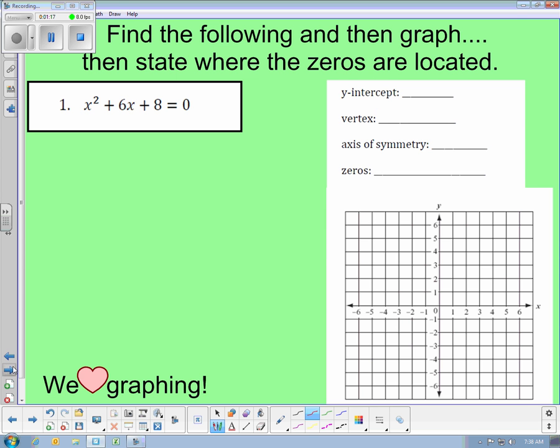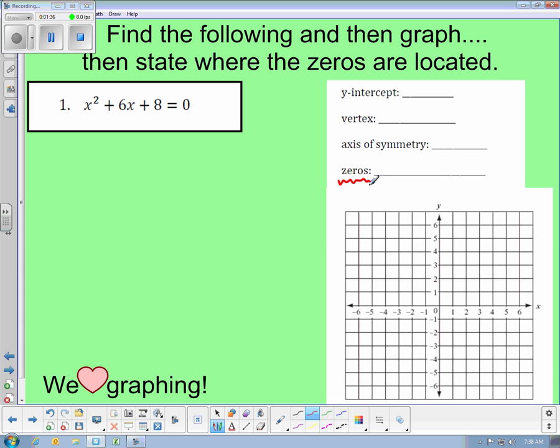So let's talk about how we would solve these by graphing. If we're going to solve these by graphing, then we need to actually graph the quadratic equation. So a lot of what we do today is going to be what we did yesterday. Find the y-intercept, find the vertex, find the axis of symmetry. Then the new thing that we're looking for is these zeros, and that's what we call those solutions.